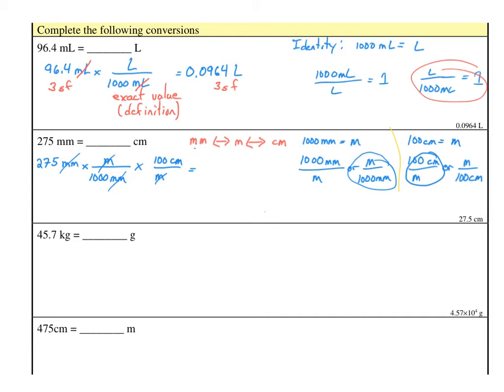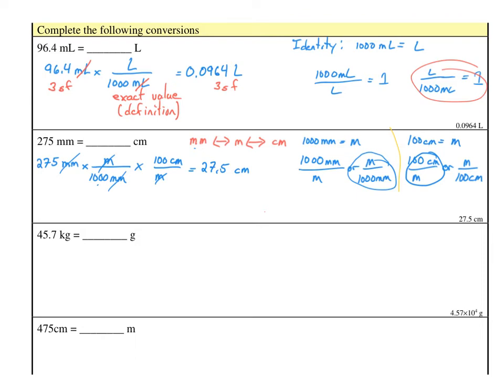The 275 is divided by 1,000 multiplied by 100. Again, numbers in the denominator indicate division. Numbers in the numerator indicate multiplication. Our result is 27.5 centimeters.